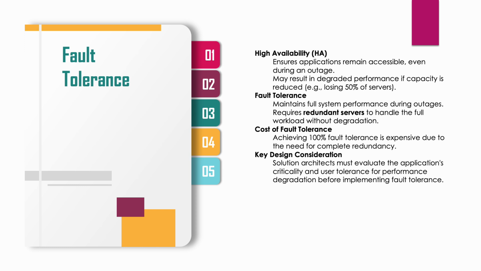For that, you simply require a redundant server to handle the full capacity and workload during the degradation. Fault tolerance is much more costly than high availability. Achieving 100% fault tolerance is expensive due to the need for complete redundancy. So you need to make sure you have enough server capacity, that users can tolerate the performance degradation, and that the architecture is available and gives a good user experience. Let's go to the next slide, where we'll explain in detail.